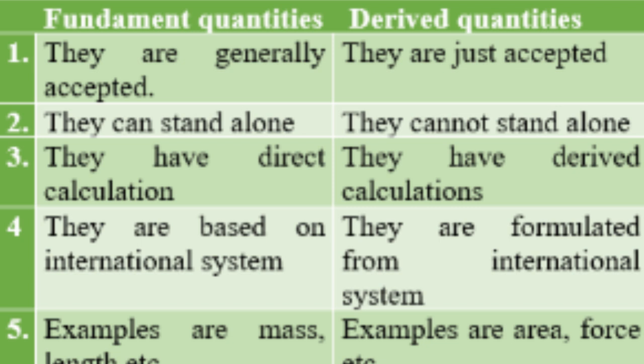Number 3, fundamental quantities have direct calculations, but derived quantities have derived calculations. Number 4, fundamental quantities are based on the international system, while derived quantities are formulated from the international system. Number 5, examples of fundamental quantities are mass, length, time, temperature, and so on, while examples of derived quantities are area, force, pressure, density, and so on.